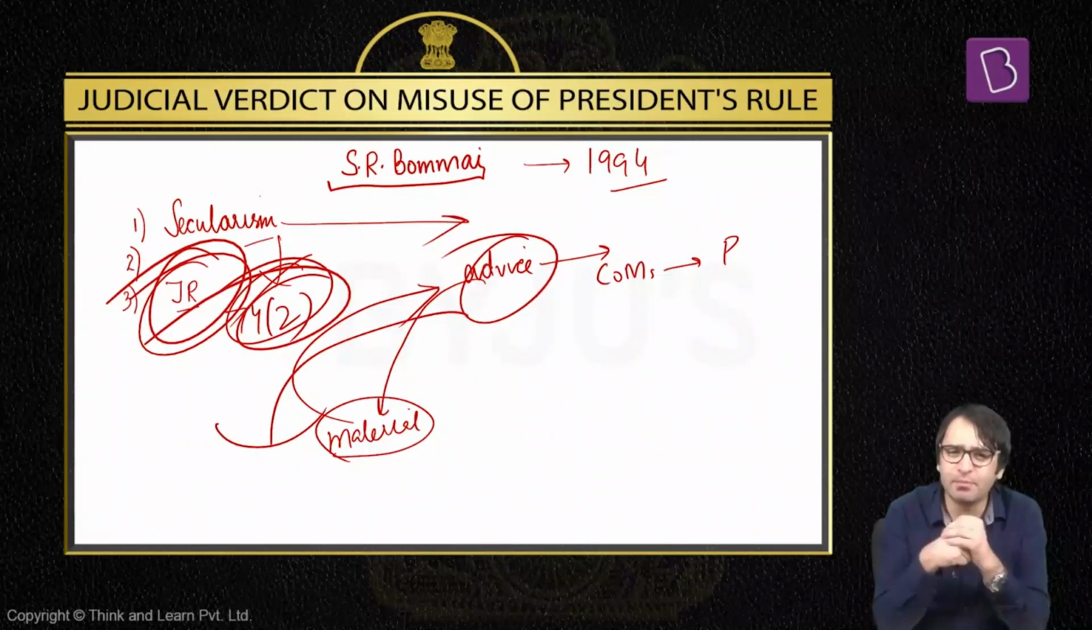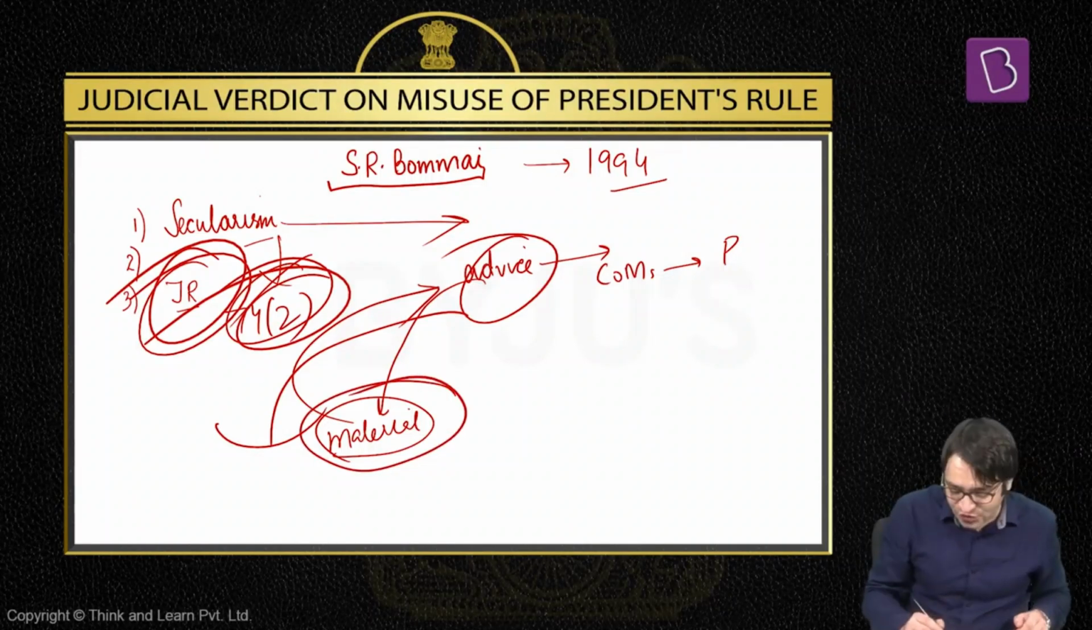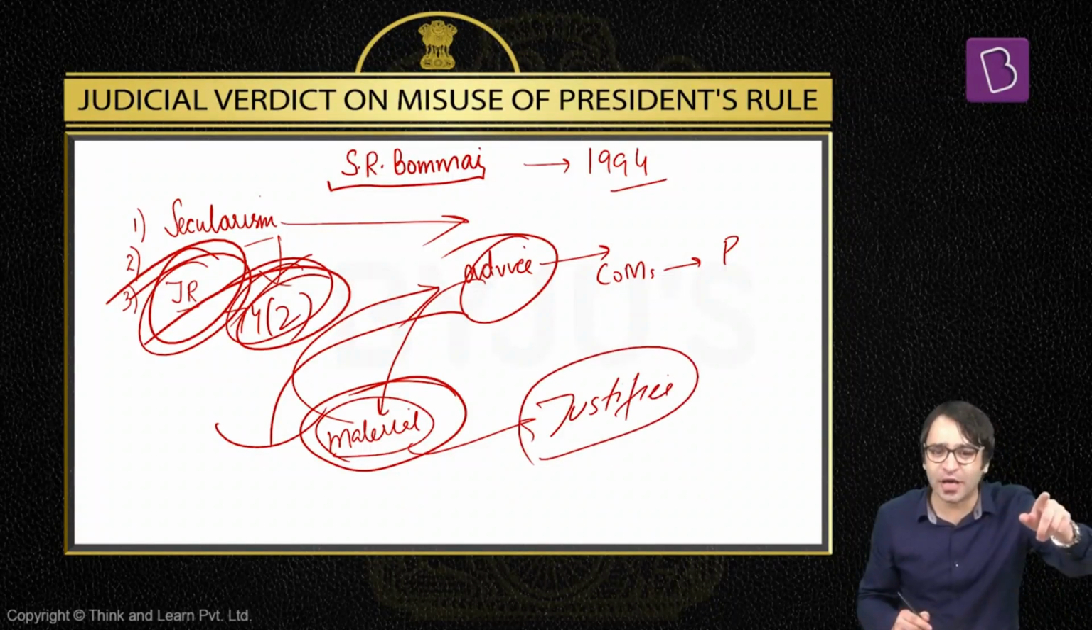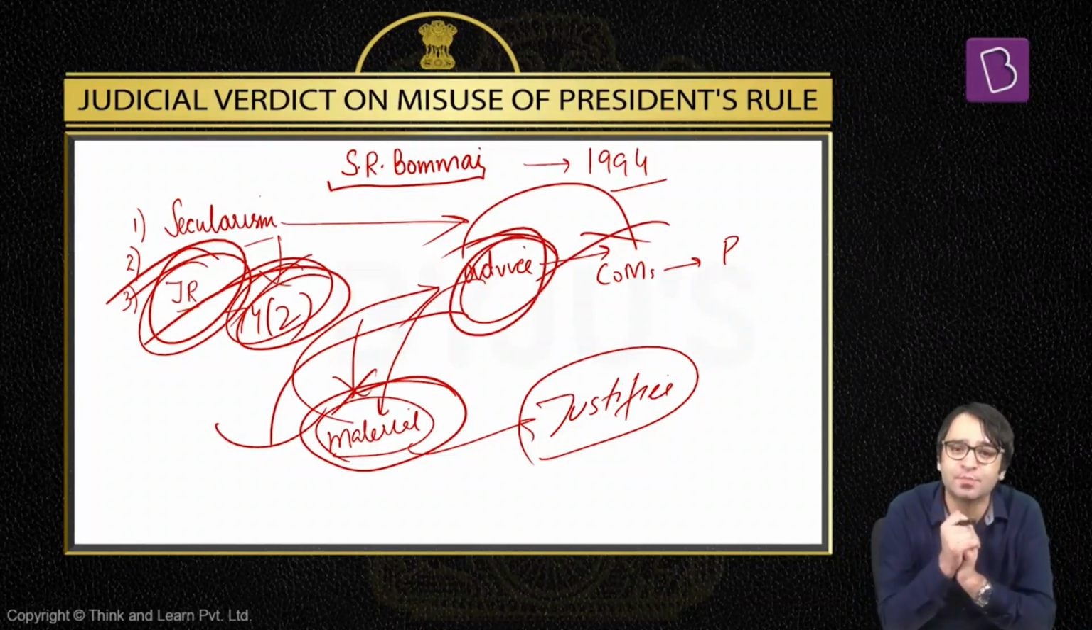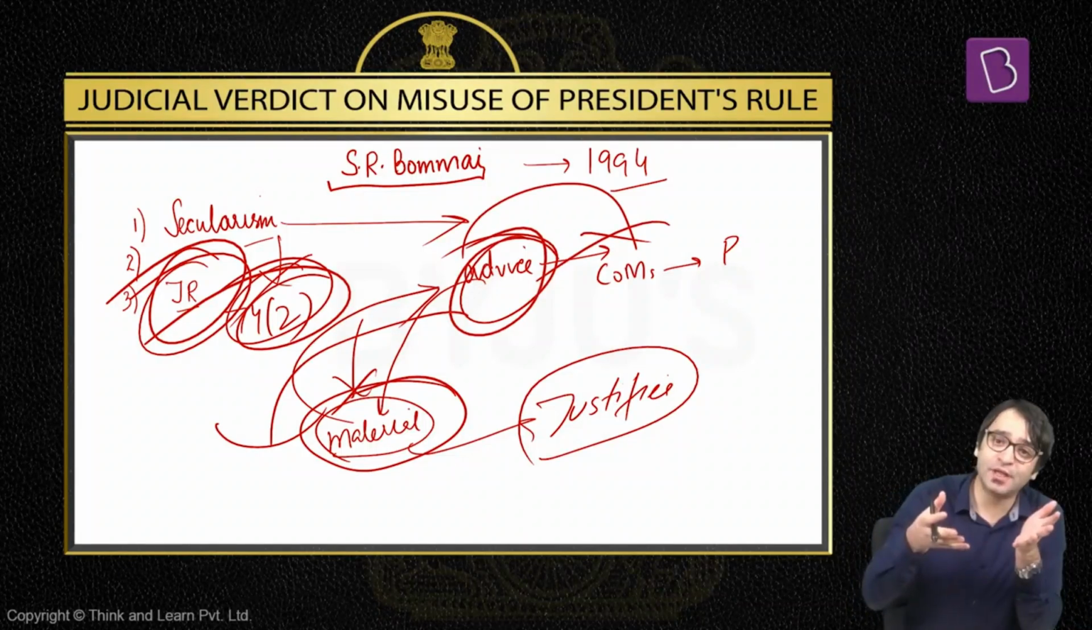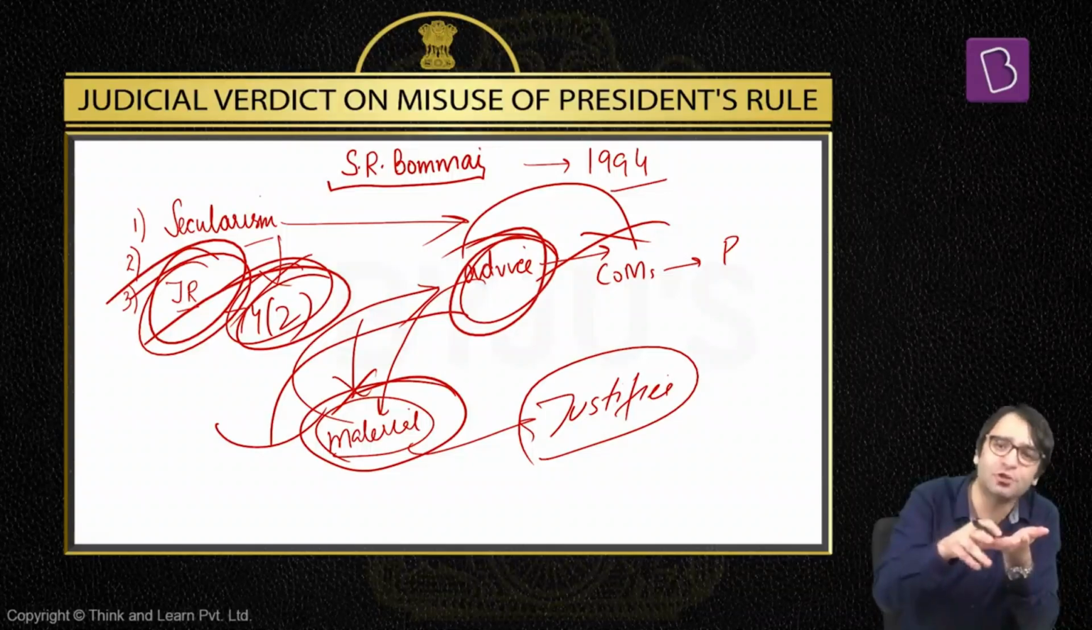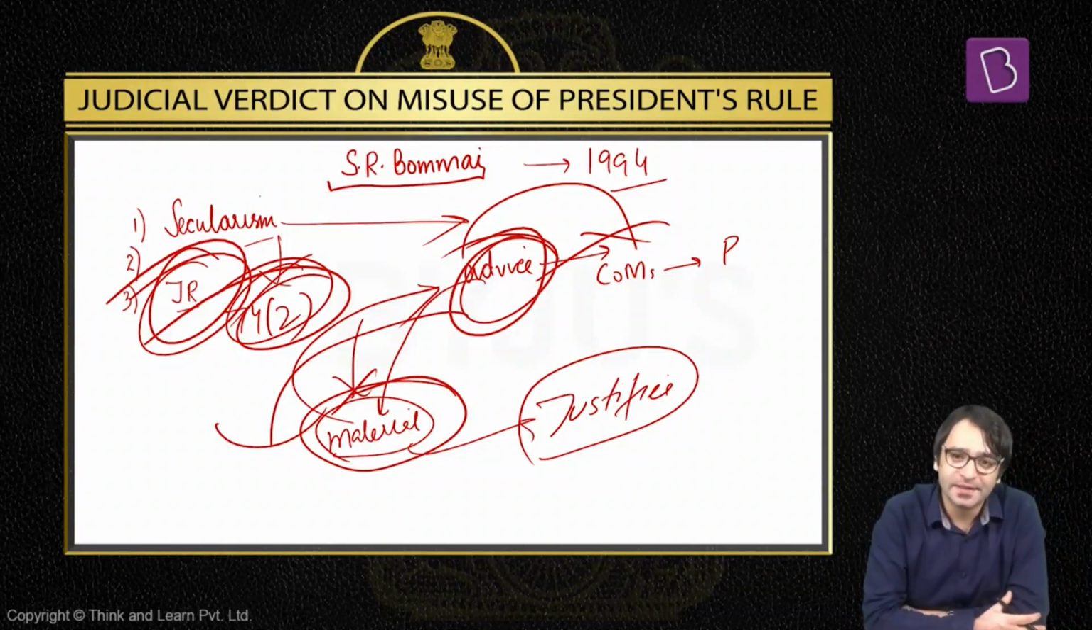This advice was given maybe on the basis of an intelligence report. We will get into the basis of this intelligence report. And we will check whether this material justifies President's rule or not. It is for the center to ensure and establish that there exists material on the basis of which advice was given to the President to impose President's rule. We will not get into the advice, but we will get into the material. That means judicial review is possible.